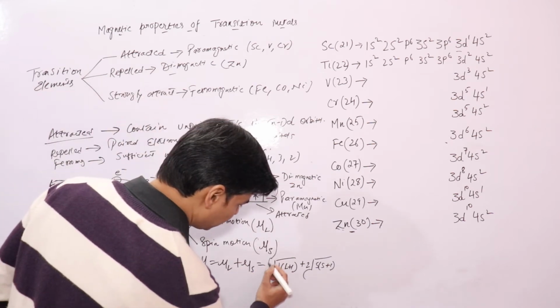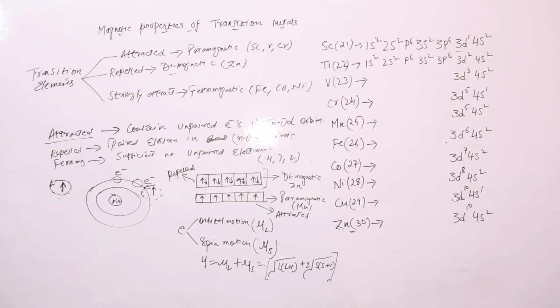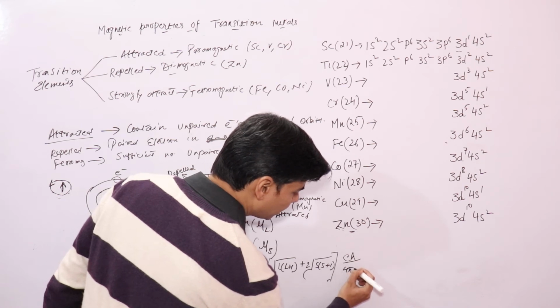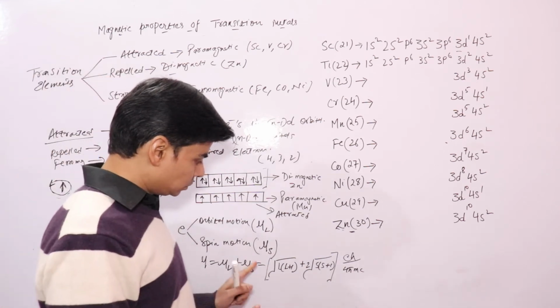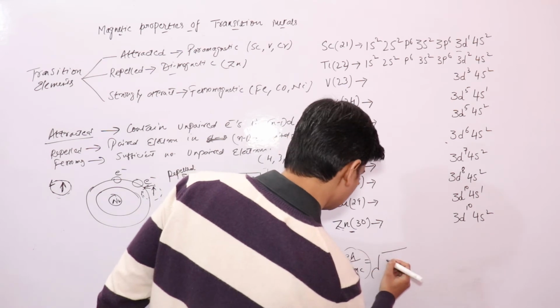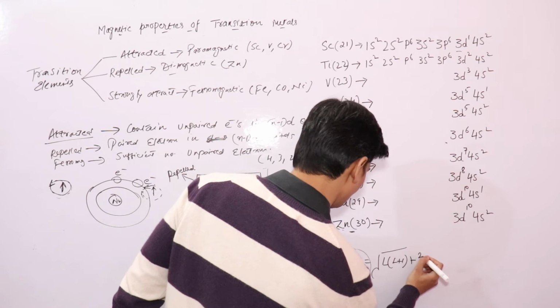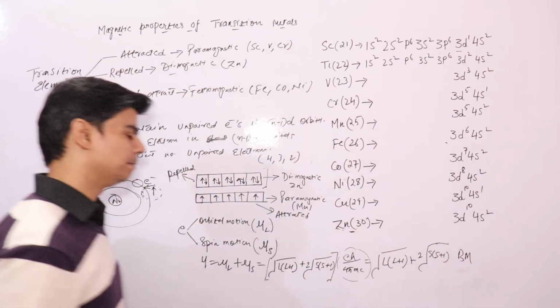Both of these are measured in Bohr magneton, and Bohr magneton is eh upon 4 pi mc, where m is the mass of the electron and c is the speed of light. This is just a mathematical formula. Now we will write it like this: root L(L+1) plus 2 root S(S+1), and common in both is the Bohr magneton, BM.